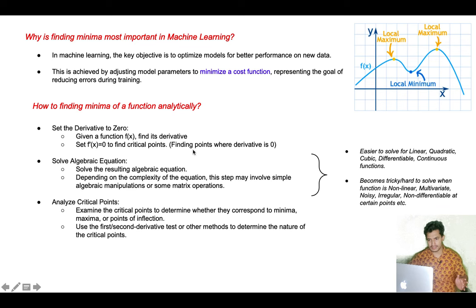So one way is to solve for the minima analytically, and the point to note is it is possible when the function is linear, quadratic or simple. But as the function becomes non-linear, noisy, irregular, or non-differentiable at certain points, it becomes tricky. And once we have the critical points, we can examine whether it's a minima, maxima, point of inflection or saddle point using the first and second derivative tests to determine the nature of critical points. Whether we have reached a maxima, or we have reached our destination, which is a minima, or there can be multiple minimas, have we reached the global minima or not? We can use the first or second derivative test to find that.